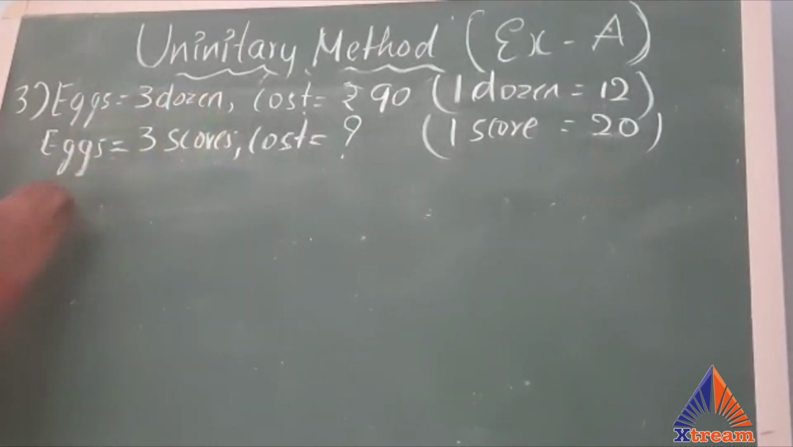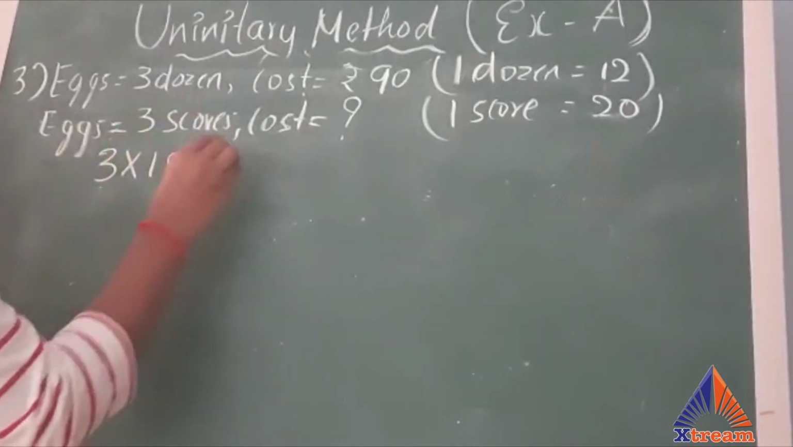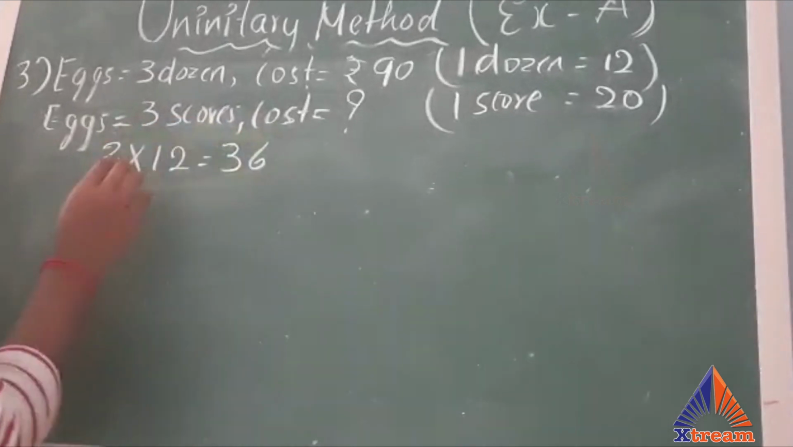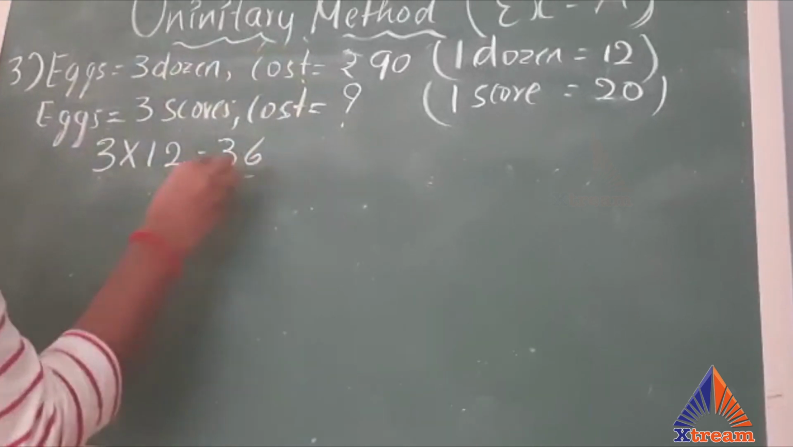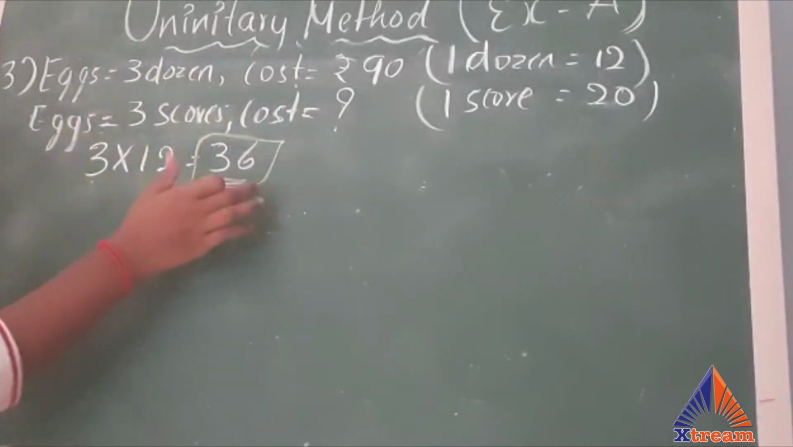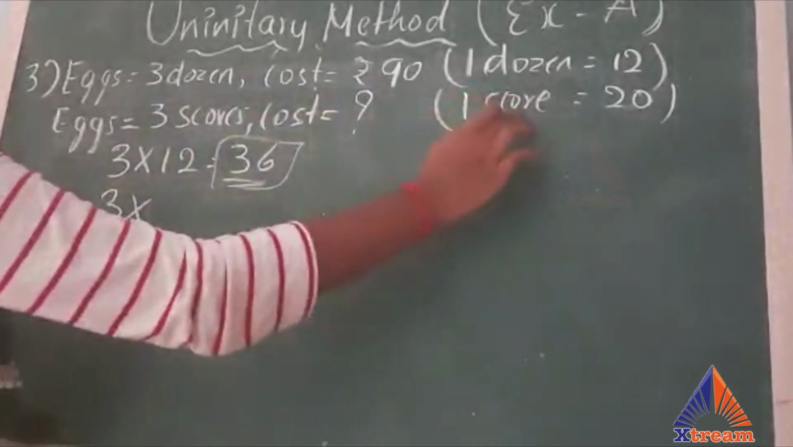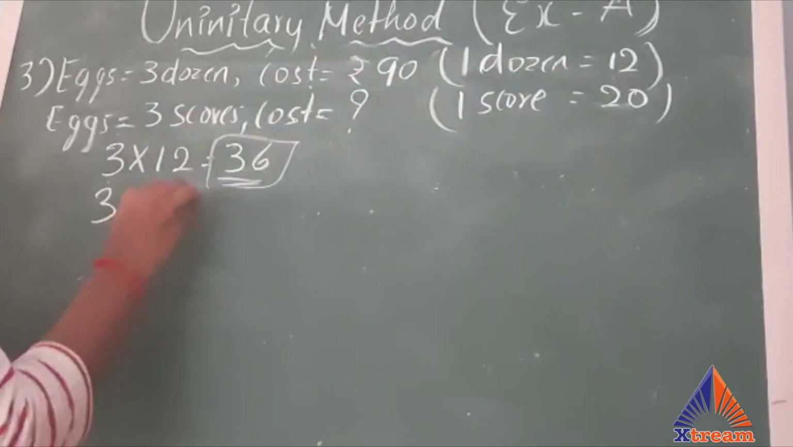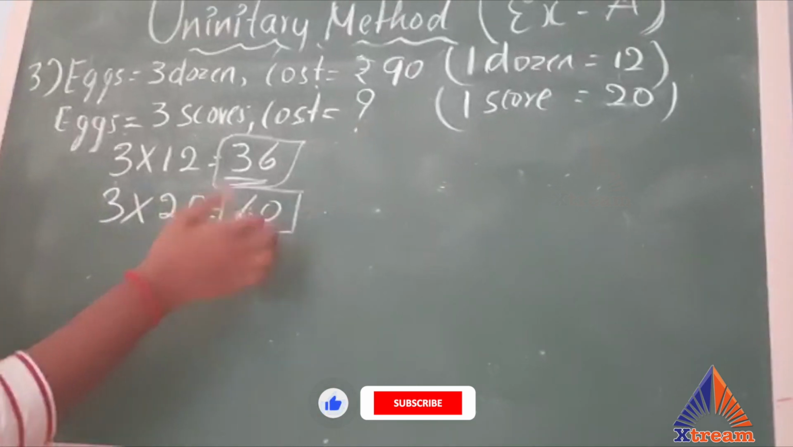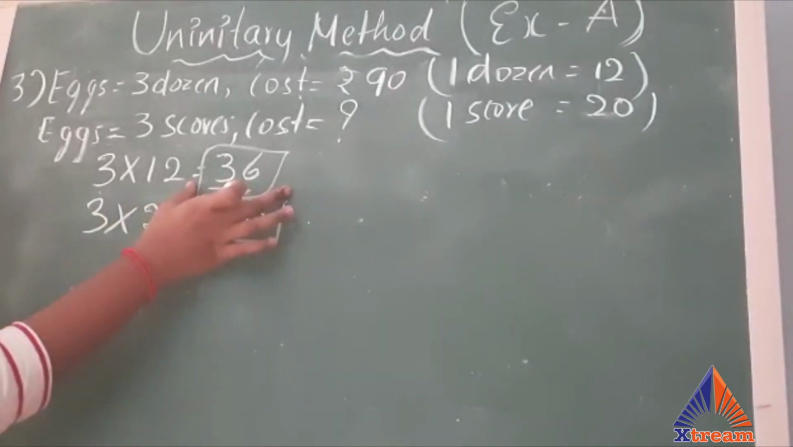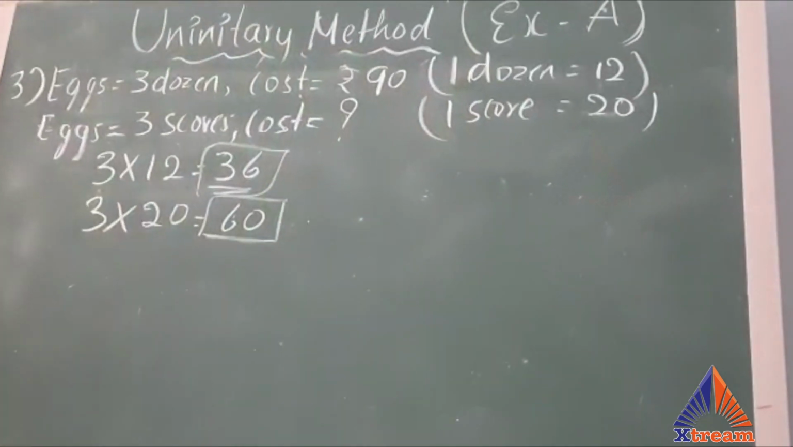So first let's see the dozen. That is 3 into 12 is equal to 36. So 3 12s are 36. That means our first the 3 dozen of eggs are 36. So this will be our first quantity. And next come to the scores. That is 3 into, here one score value is 20. That is 60. So our second quantity will be 60. So first we need to find the quantities. But before that you need to know the values of dozen and score. Now let's do the problem.